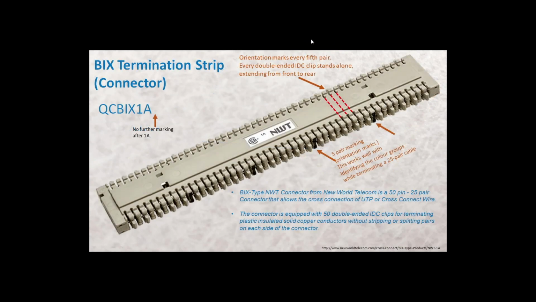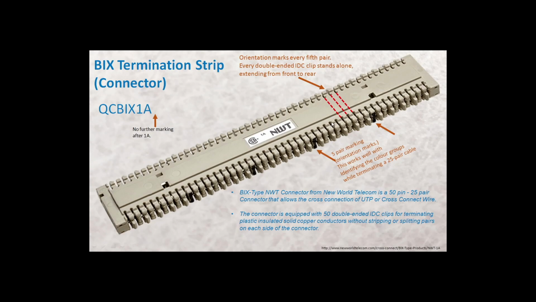So let's just take a look at the 1A first. All right, so orientation marks every 5th pair for the BIX 1A. These are just orientation marks, just like this one here. Here's an orientation mark, here's an orientation mark, and every 5 pairs you're going to see an orientation mark.